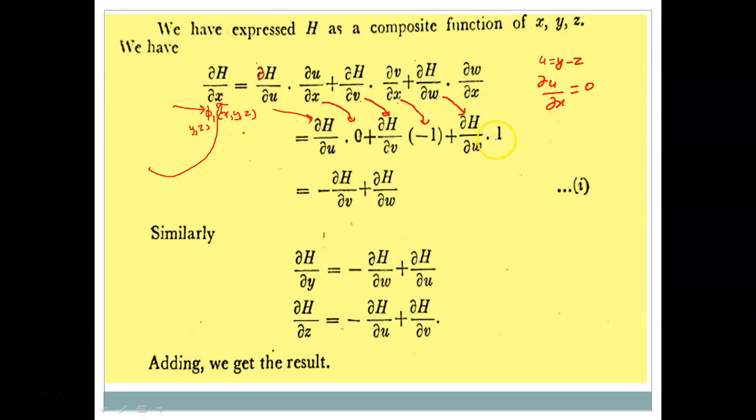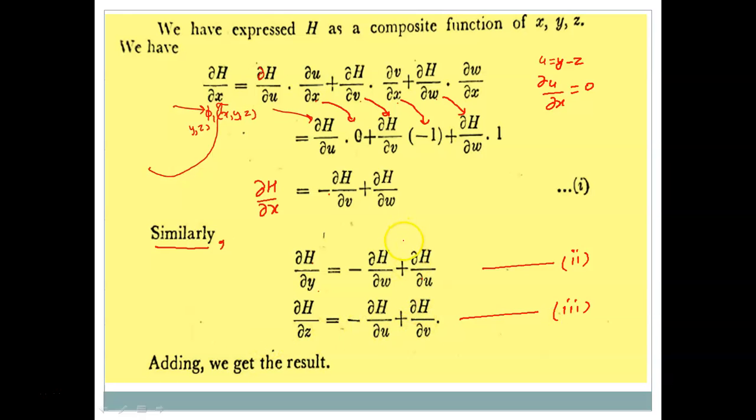So therefore, this expression gives you del h by del x equal to this thing. Exactly following the same steps, we can get del h by del y equal to this quantity. Let this be number 2, and del h by del z this quantity. Let this be number 3.